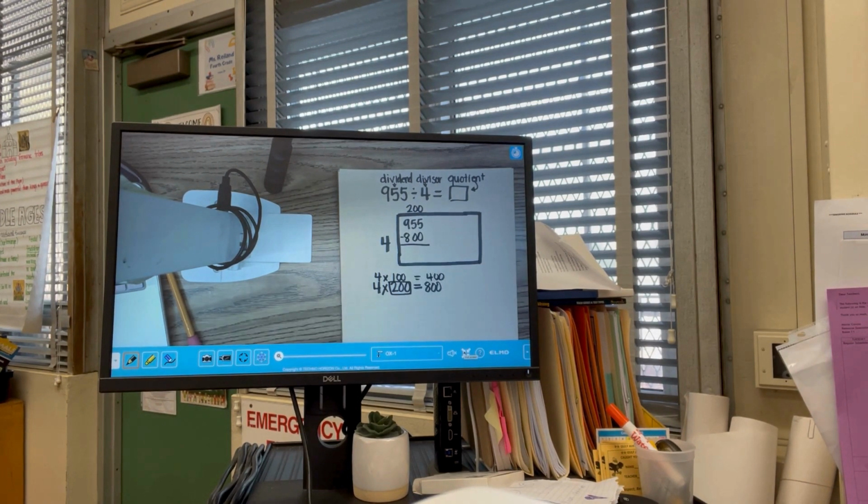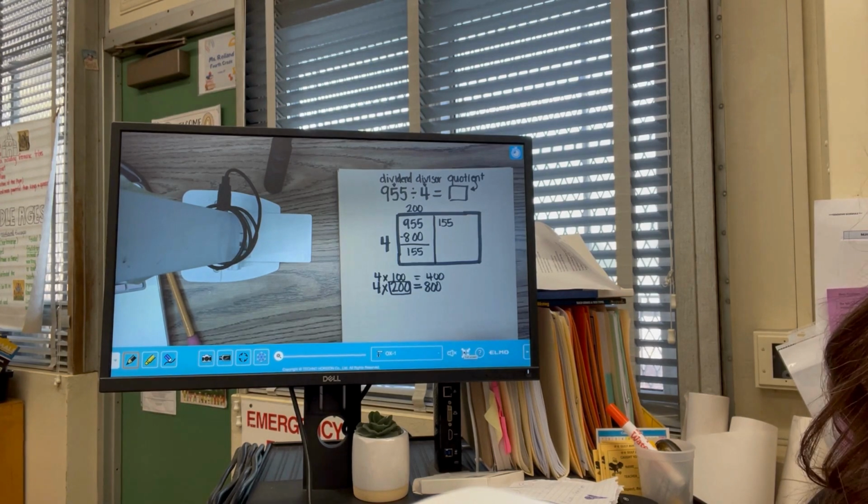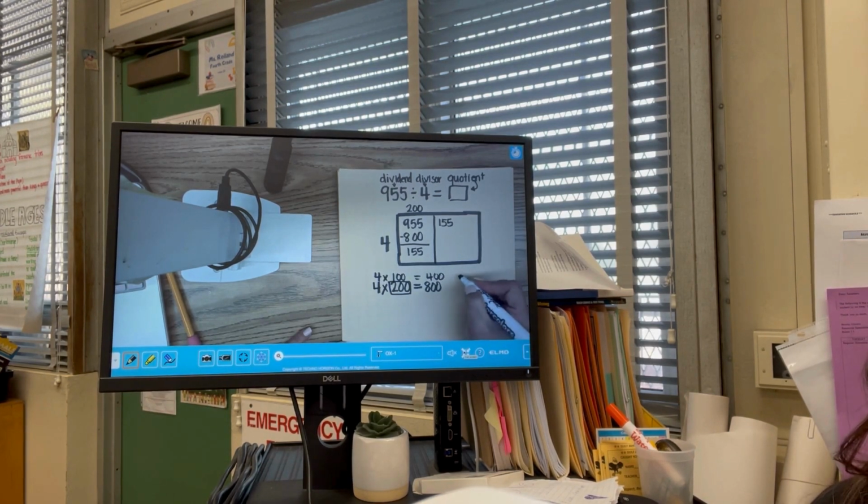Okay, so as I subtract, what am I left with? 155, okay. Where do I go from here? What about 30? Okay, so I'm going to write out on the side 4 times 30. That equals 120. But can we check? Can we go higher than 30 just to double check? 40? Okay. Well, 40 is going to be 160. Is that over the 155? Yeah. Okay, so we're going to use 30 then.